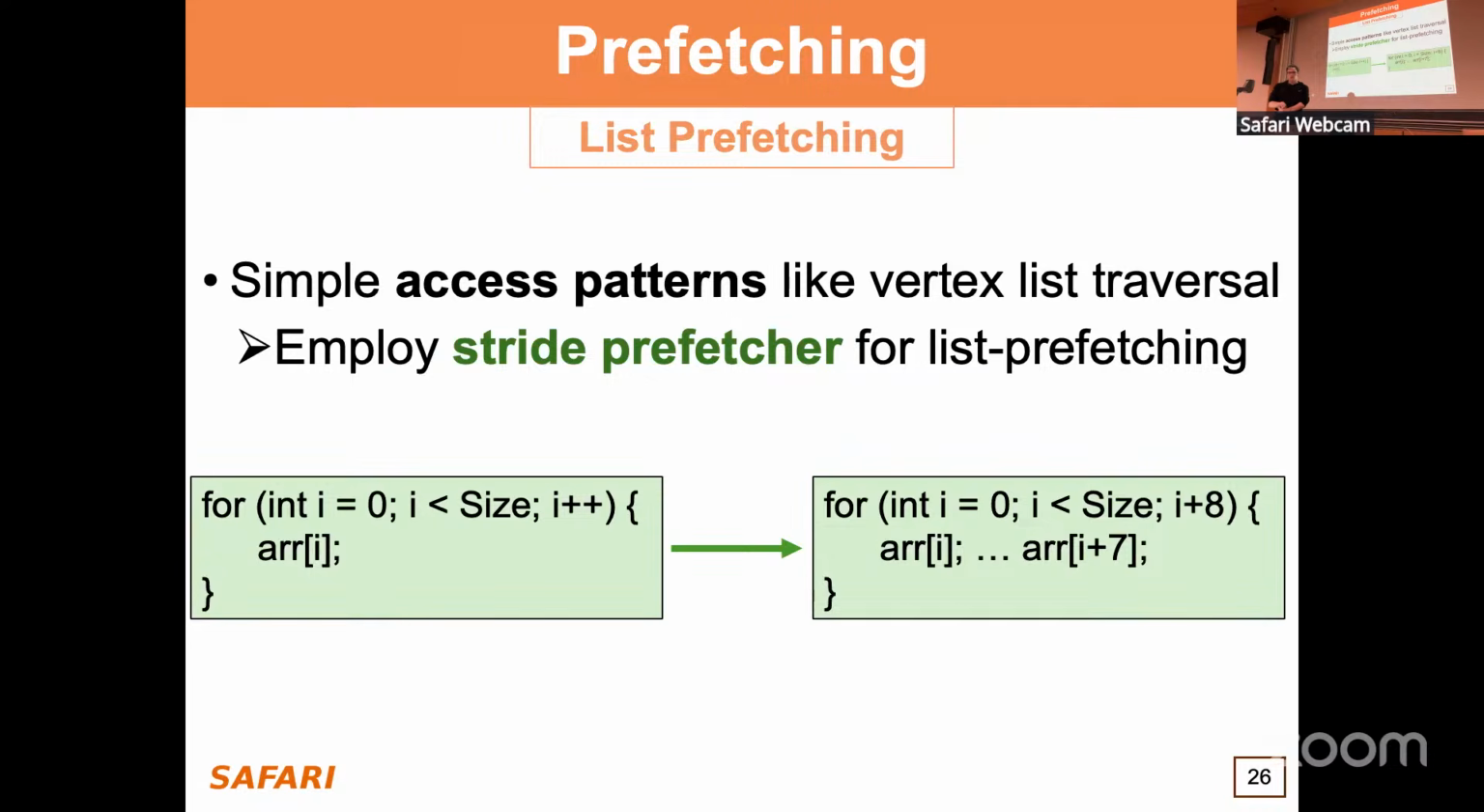So, the types of prefetching. The first one is the list prefetcher. It goes through simple access patterns like a vertex list traversal, and it employs a stride prefetcher for that. For example, you could just unroll a loop and then fetch all of the array elements in a certain size.